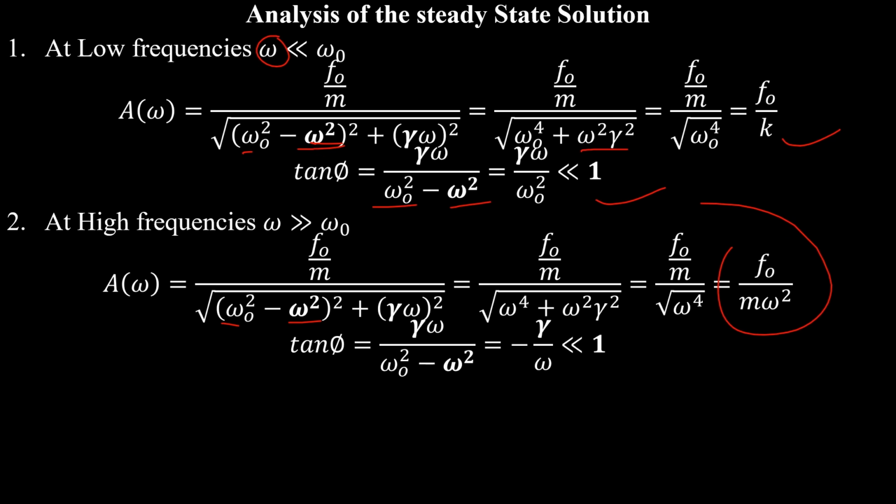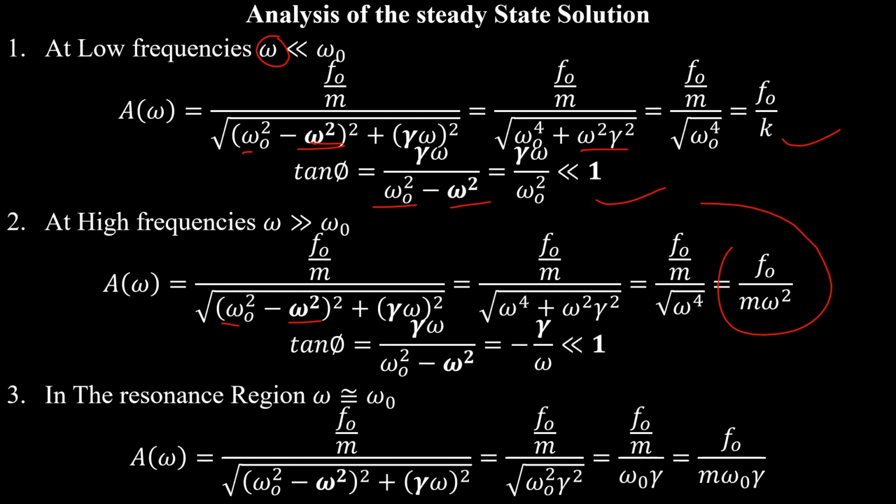Again, tan phi is going to be this, and if we absorb it again as we did before, that's still going to have this expression which is much less than 1. So in the resonance region, as the driving force frequency approaches our natural frequency, then we have this expression. So we can either choose this or choose this. If we subtract both together, we are going to have this final expression for our amplitude.